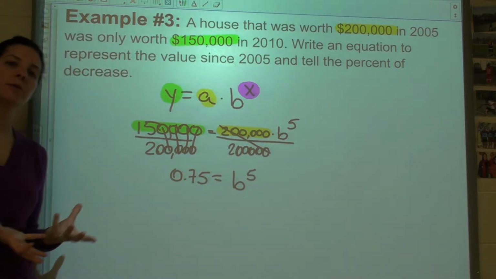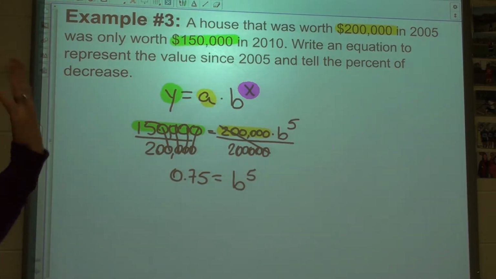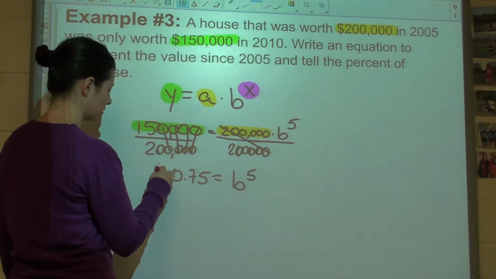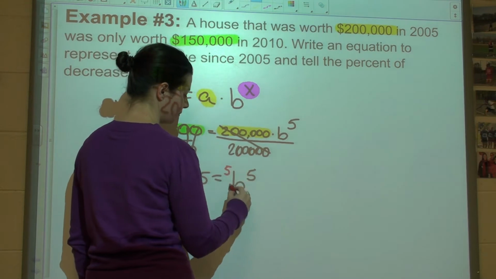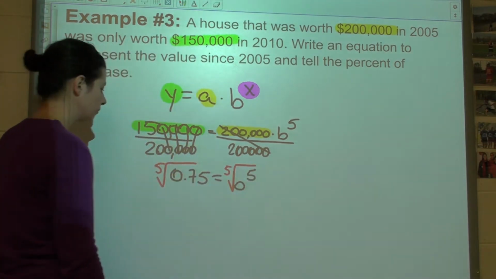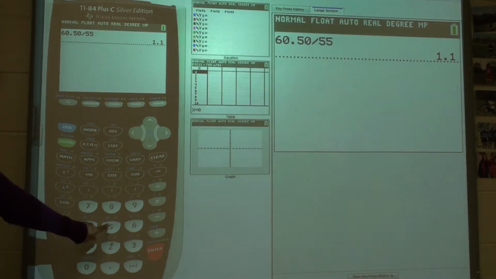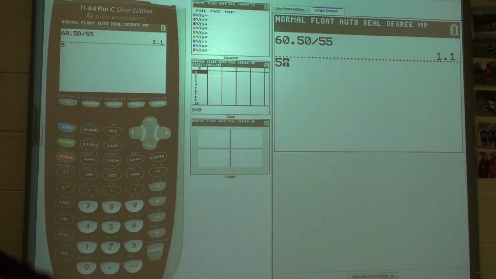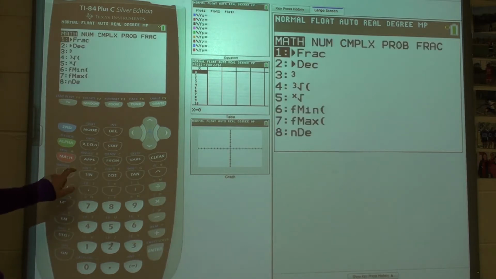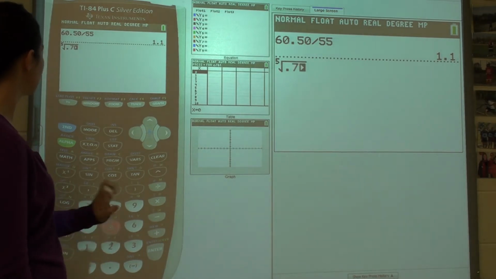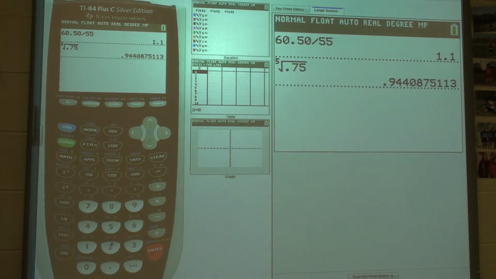So now hopefully you remember from algebra, if you have b squared and you want to get rid of it, you take a square root. For b to the 5th, we're going to have to take a 5th root, which is going to look like this. So now I'm going to need to jump to my calculator because I can't figure that out in my head. So we've got 5, got our 5th root button, and it was 0.75. Alright, so that's going to give me 0.94.